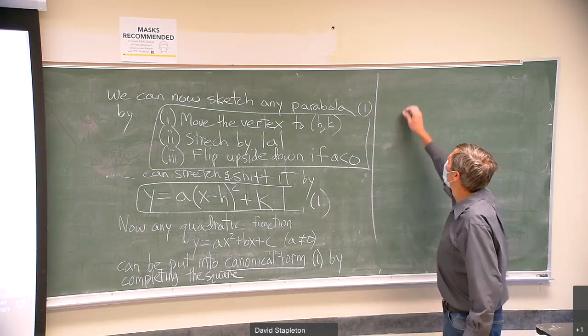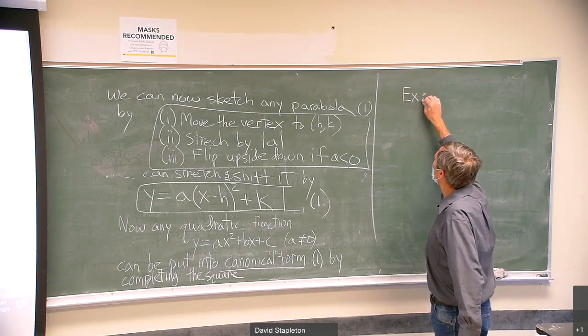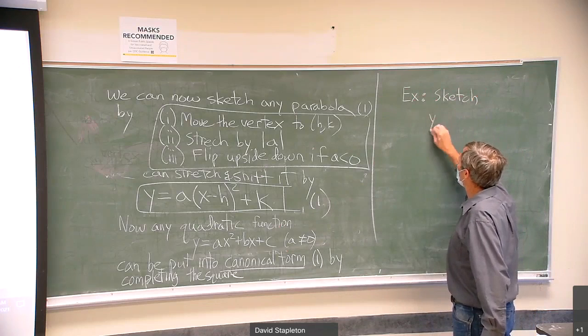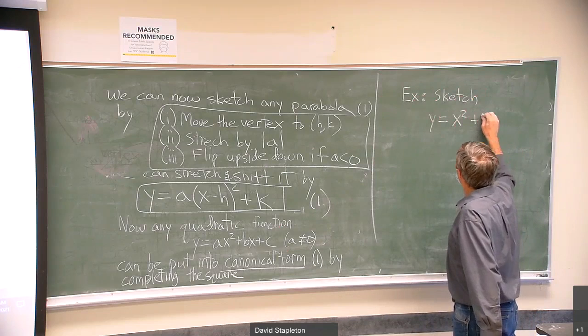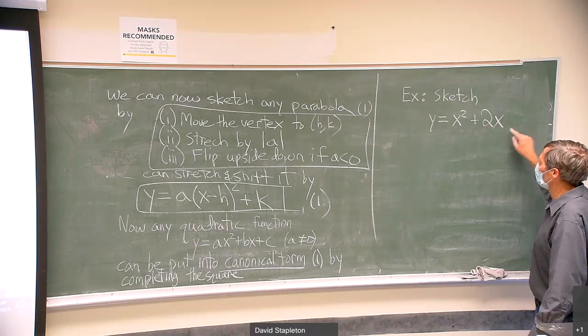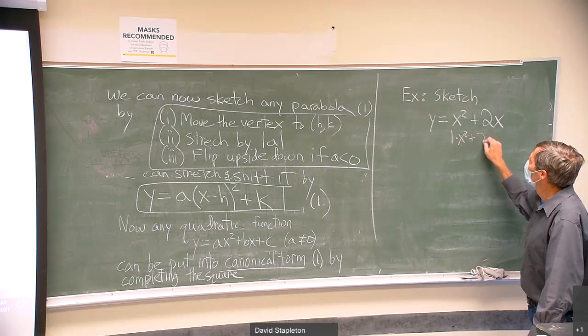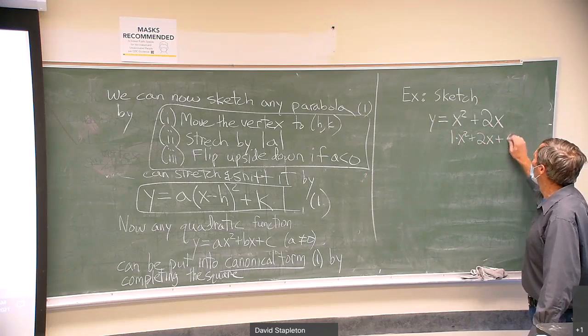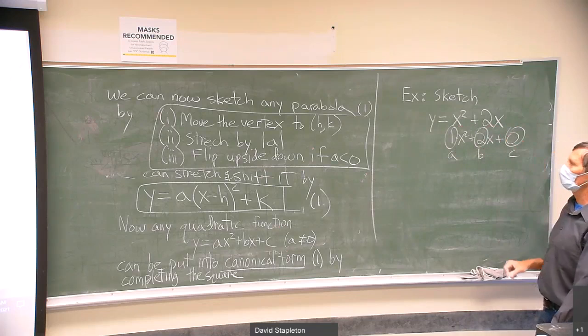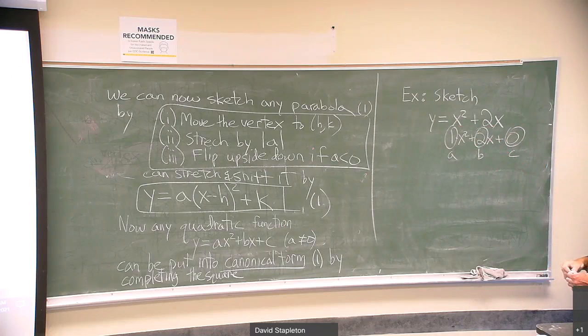All right. So here's an example. Suppose I said sketch a graph of y equals x squared plus 2x. That's a quadratic function, right? 1 times x squared plus 2x plus 0. a is 1, b is 2, c is 0. It's allowed to make anything but a equal to 0. What does that look like? It's a parabola because it's ax squared plus bx plus c, right?